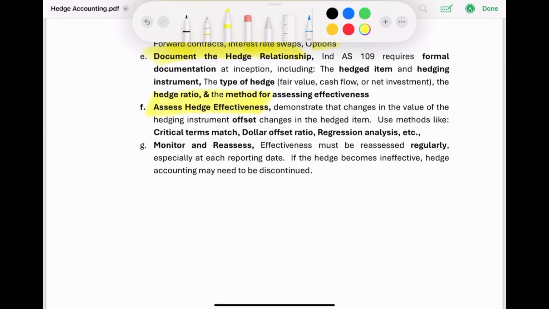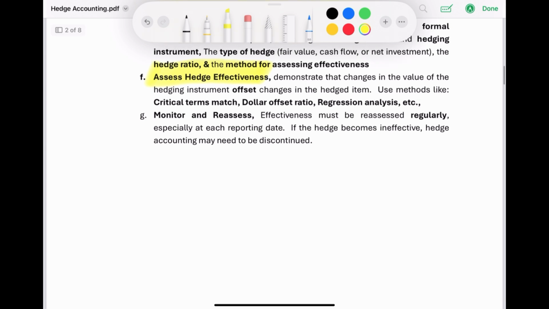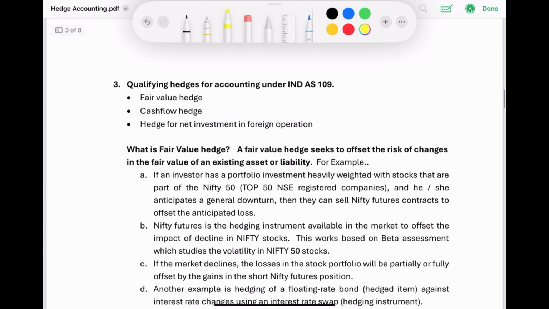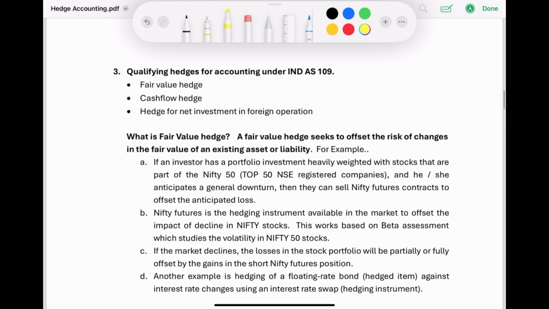Then monitor and reassess. There should be continuous monitoring of the hedge effectiveness. As long as the hedge is effective, you will continue to follow hedge accounting. But once the hedge becomes ineffective, you have to discontinue the hedge accounting. Okay, so then let's move on to the third topic.